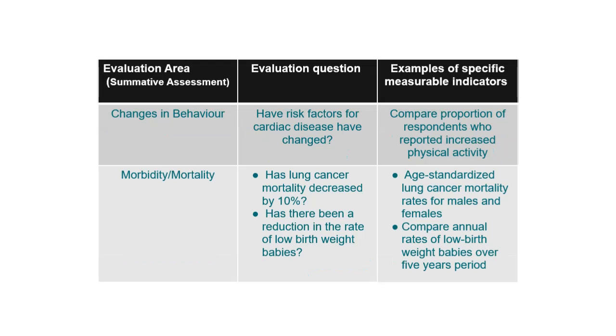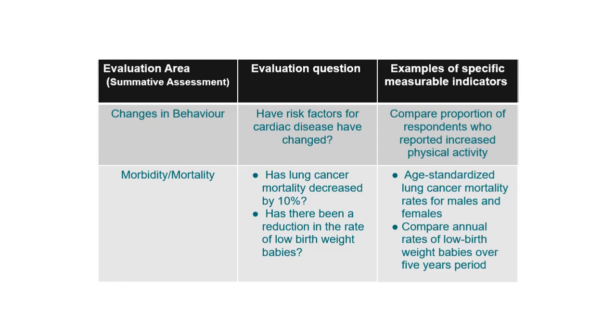Here I have some examples from a summative assessment process. Here we're trying to understand what the outcome is at the end of a project. For example, we might want to be measuring things like changes in behavior or morbidity and mortality. For changes in behavior, we'd ask a question such as, have risk factors for cardiac disease changed? In order to identify this, we would use this measurable indicator. We would want to compare proportions of respondents who reported increased physical activity.